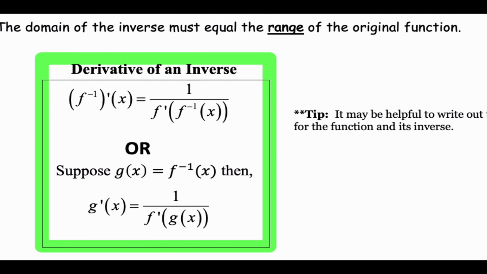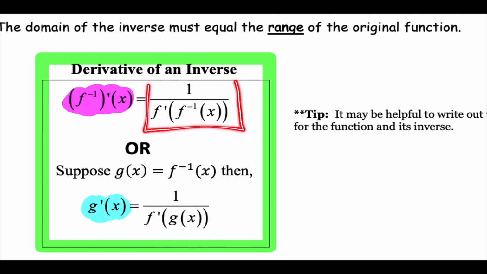Well, it depends which they ask for. If they write the notation like this, we're going to use this guy. If they write the notation like this, we're going to use this guy. So it just depends on what notation they use. Those are the two guys we're going to use. Okay? These are the two guys for inverse functions that we're going to stick with.